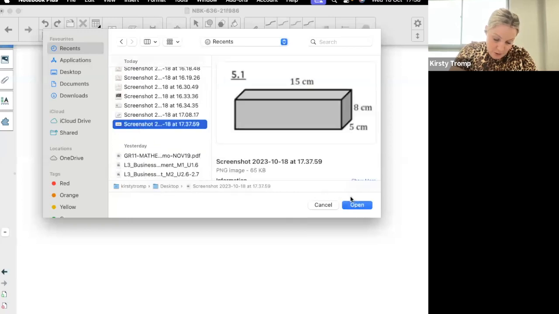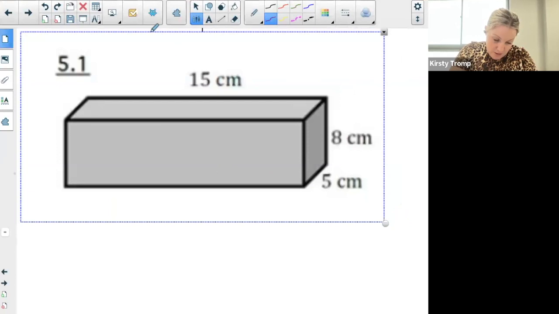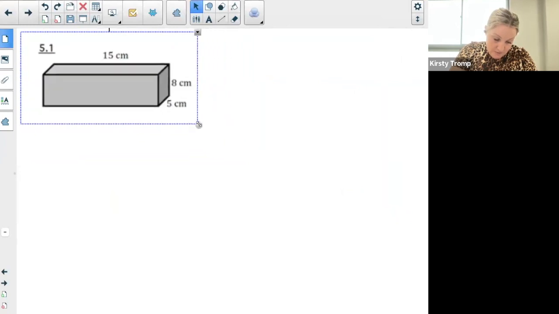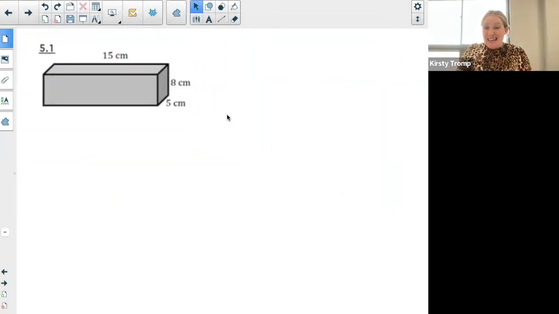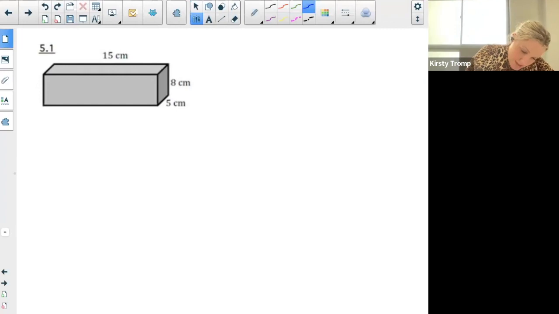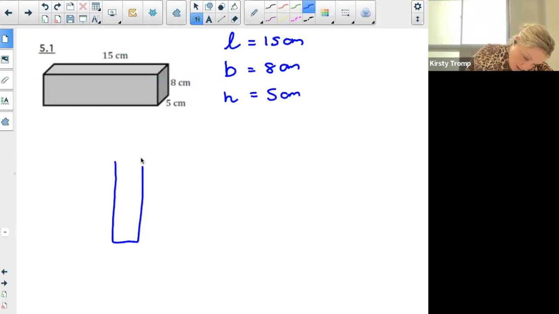Let's go put this in here for you. This will be the first one that we're doing. Okay, if I'm drawing a net and the net is just for me to do a calculation, guys, then I can just draw a rough diagram. So I'm going to do a rough drawing of the net. All right, I've got a length, a breadth, and a height. I'm going to make the length 15 centimeters. The breadth is 8 centimeters, and the height is 5 centimeters. I'm drawing a rough drawing of my net.